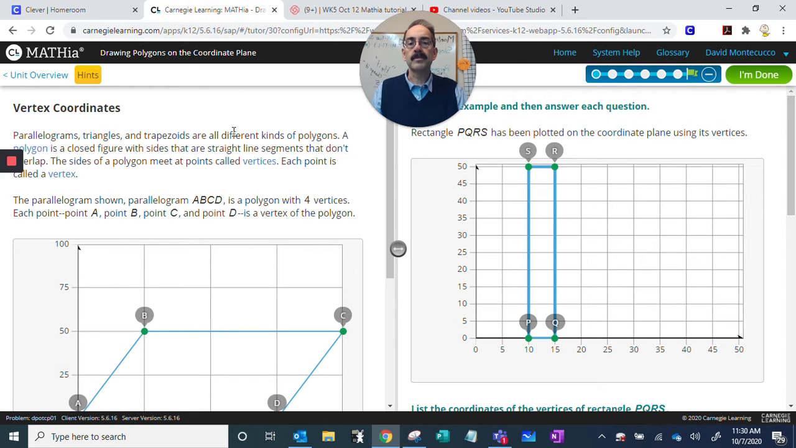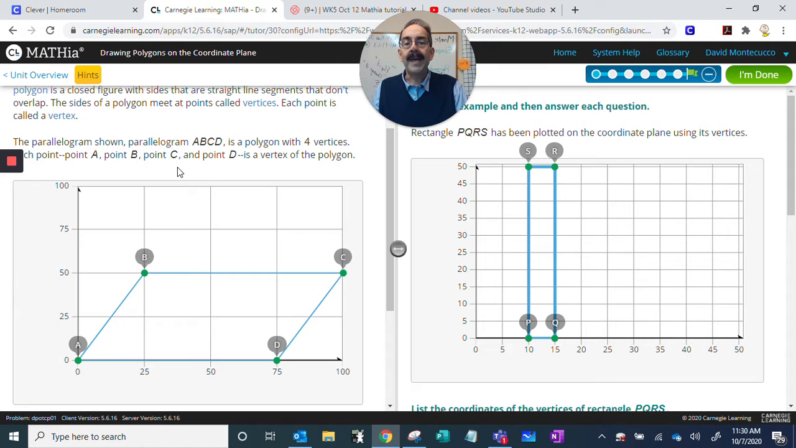Parallelograms, triangles, and trapezoids are different polygons, multi-sided objects, right? A polygon is a closed figure with sides that are straight line segments that do not overlap, okay? And they have vertices. Each point is called a vertex, the corner points. The parallelogram shown below, A, B, C, D, has 4 vertices. A, boom. B, boom, C, boom, D, boom.